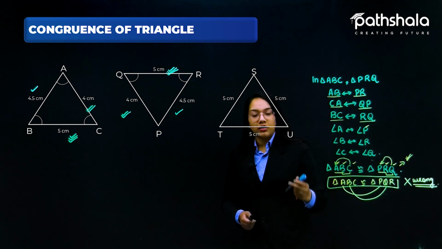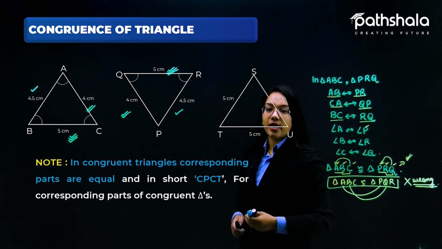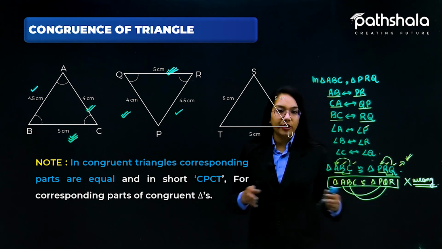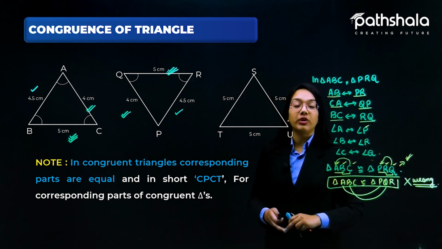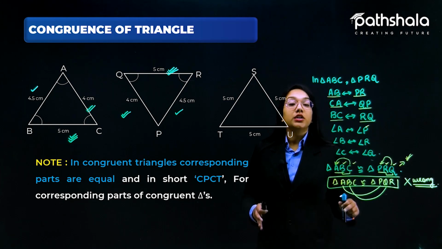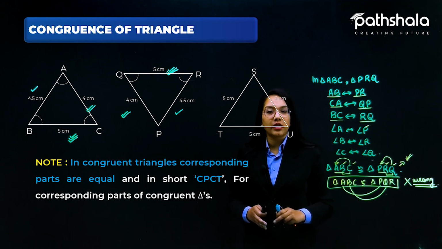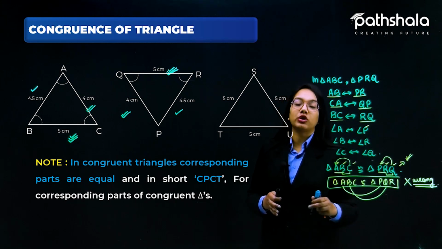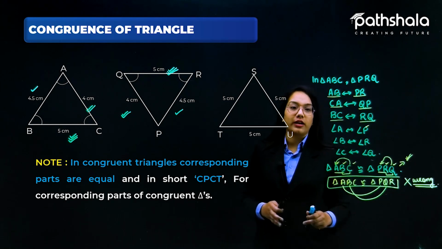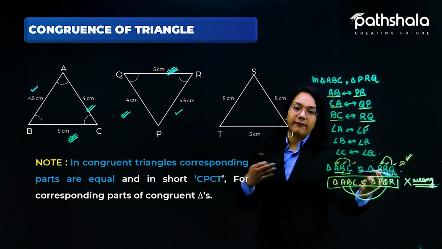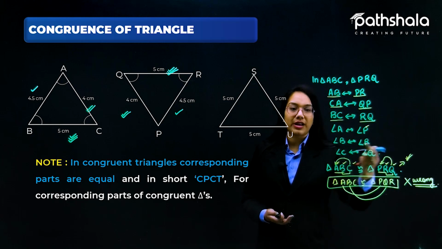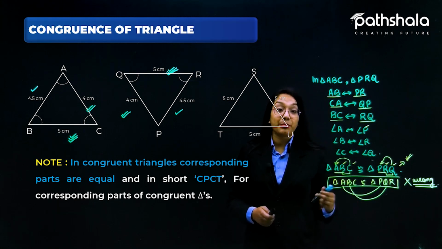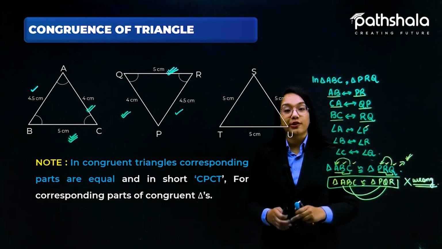Now furthermore, there is also an important note which says that in congruent triangles the corresponding parts are equal. We definitely know about this, and in short we write this as CPCT. So rather than saying that in congruent triangles corresponding parts are equal, we always write in short CPCT, which stands for corresponding parts of congruent triangles. It means whenever the two triangles are congruent, then definitely their corresponding sides are also equal, their corresponding angles are also equal. So whenever we write CPCT, it means that the corresponding parts of the congruent triangles are equal to each other.